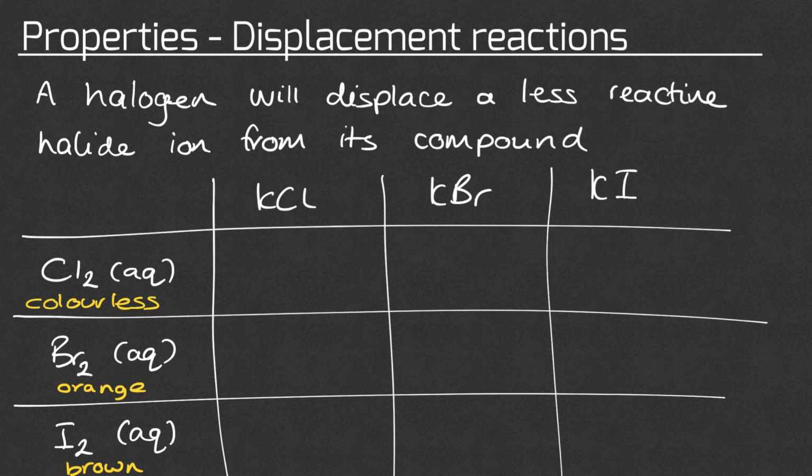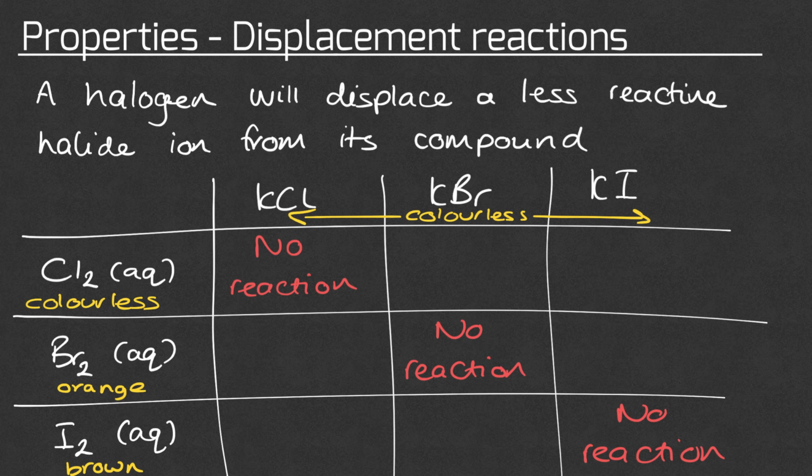Chlorine water is colourless, bromine water is orange, and the solution of iodine in water is brown. I'm going to come back to these colours in a moment. All of our salt solutions are colourless as well.